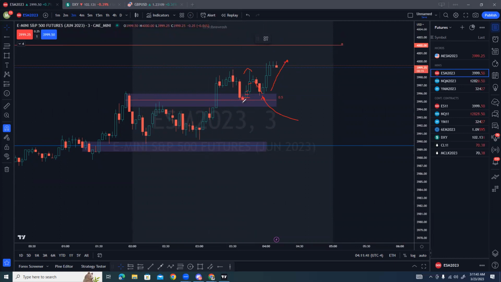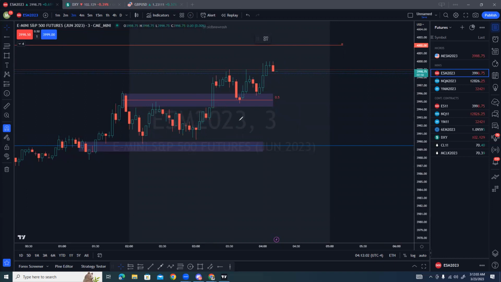You could even enter on the 50 because look at the displacement we have there. This is with this type of a push causing this to now be a breaker block. This would be where I'm entering, that red line. And so with where it is now, like current price, do we think it'll come back down or do we think we've missed it?